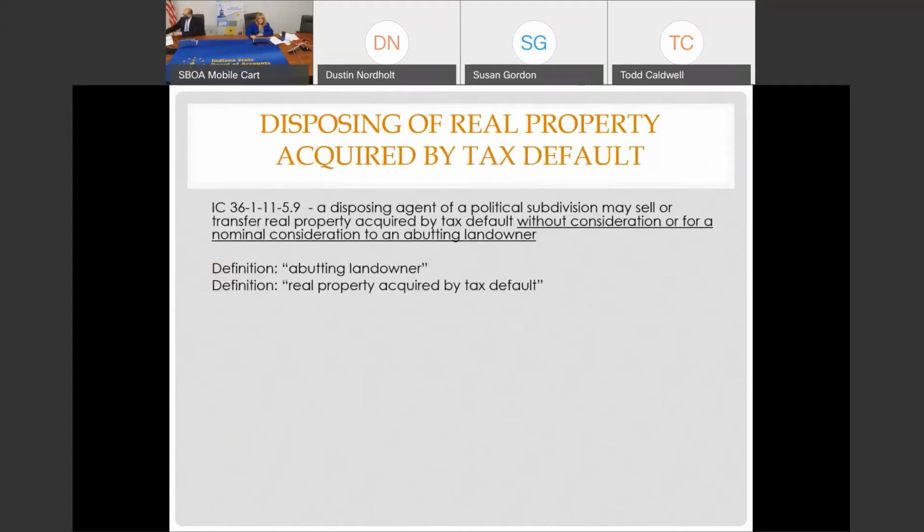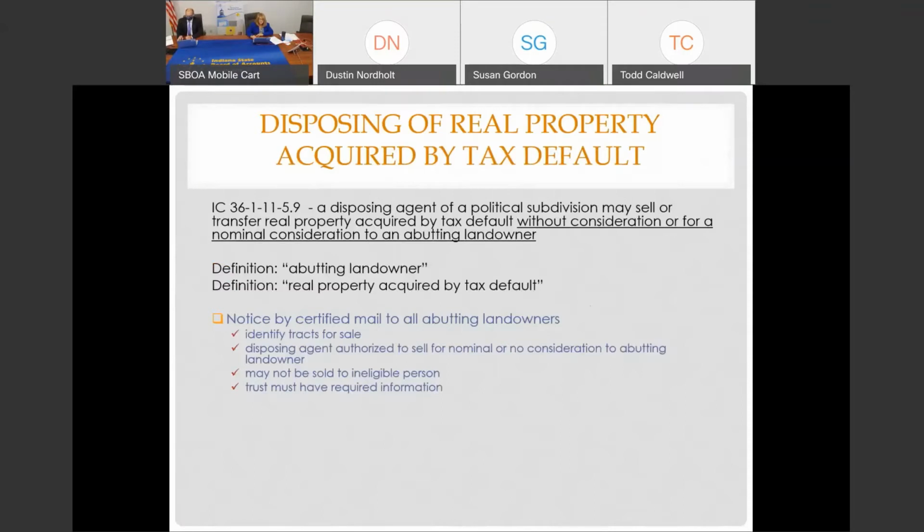Property acquired by tax default also has its own provisions. If you've received property by tax deed from the county, you can transfer that without consideration or for nominal consideration to an abutting landowner. And those terms, abutting landowner and real property acquired by tax default, are defined in the statute in this section.